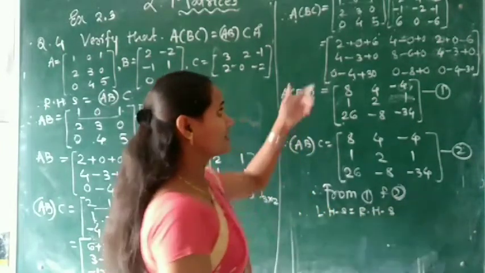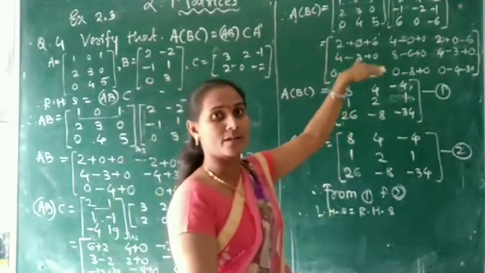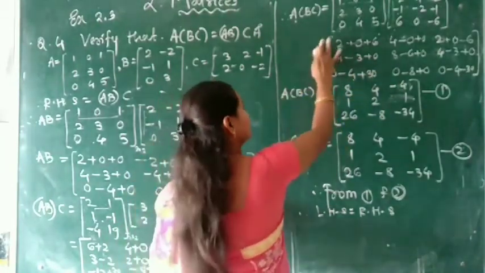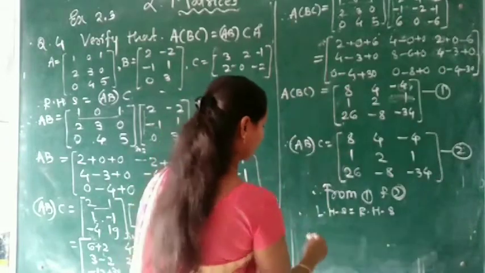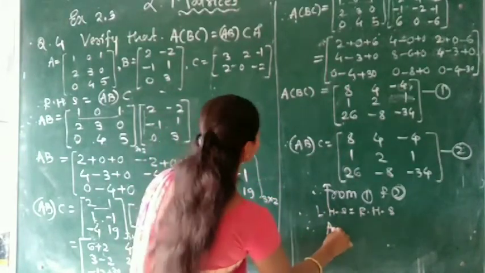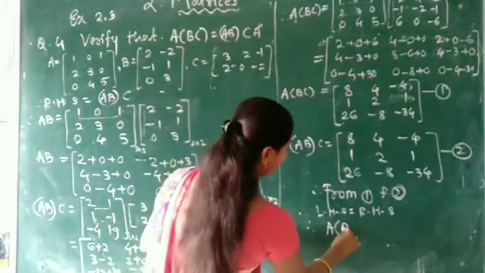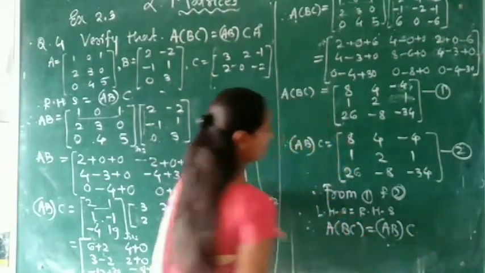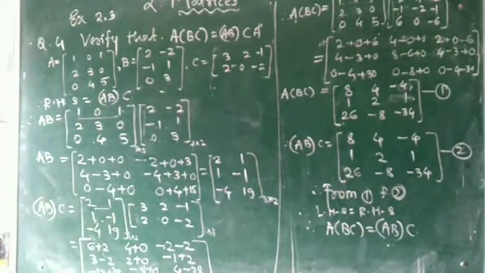RHS. See, even if one value of yours is wrong, the whole multiplication goes wrong. So very carefully you have to take the calculation. Therefore here we write A into BC is equal to AB into C. So here we prove that matrix multiplication is associative.